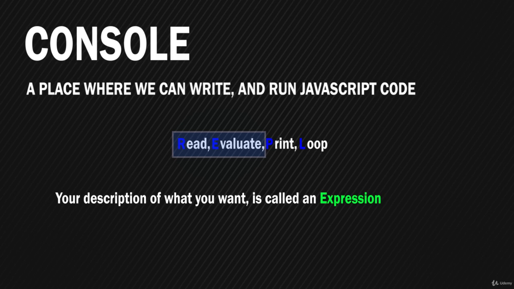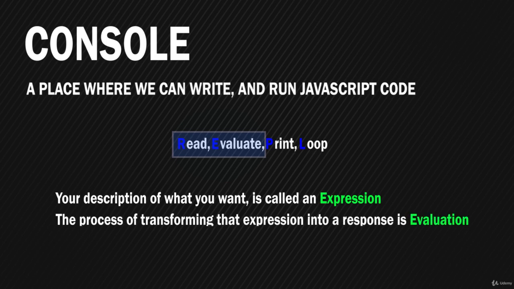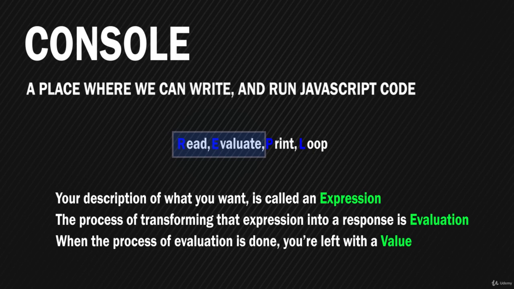What's an expression? Well, think about when we type 1 plus 1 into the console, or we type dog. We're telling the computer what we want it to do or what we want it to evaluate. That is called an expression. And the process that the computer takes to transform that expression into a response, that whole process is called an evaluation. And the last part of it is that when the process of evaluation is done, you're left with a value. In the case of 1 plus 1, we're left with a value of 2.